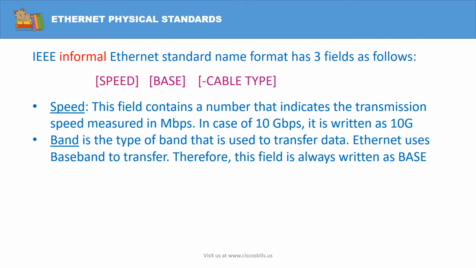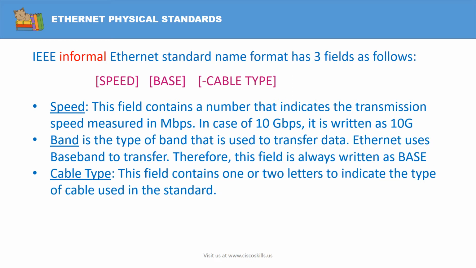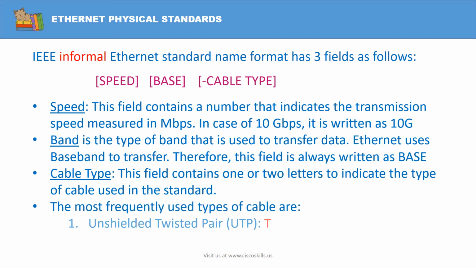The next field is the cable type. This field contains one or two letters to indicate the type of cable used in the standard. The most frequently used type of cable is unshielded twisted pair, and in the standard it is written as T. And the next one is fiber, and in the standard it is written as X.